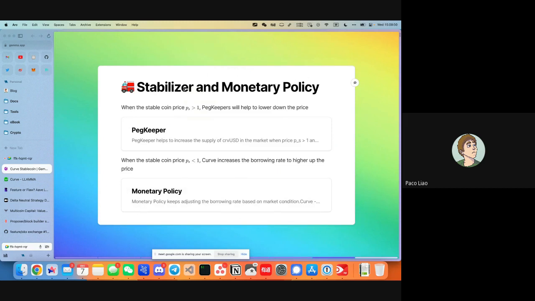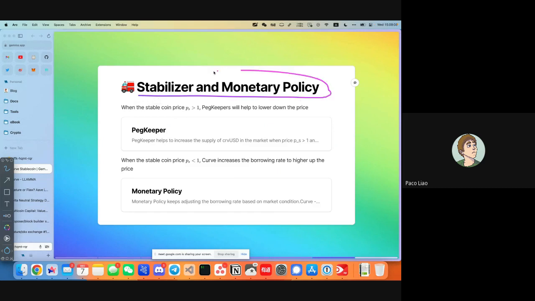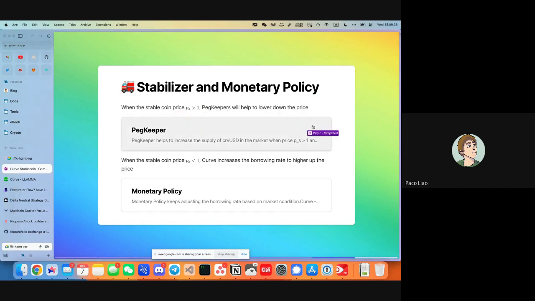And the second part is the stabilizer and monetary policy. These two parts help to stabilize the Curve USD price. Let's say this PS is the stablecoin price, the Curve USD price. If the stablecoin price is greater than 1, they have some peg keepers. The peg keepers will help to lower the price. So how does this peg keeper work?